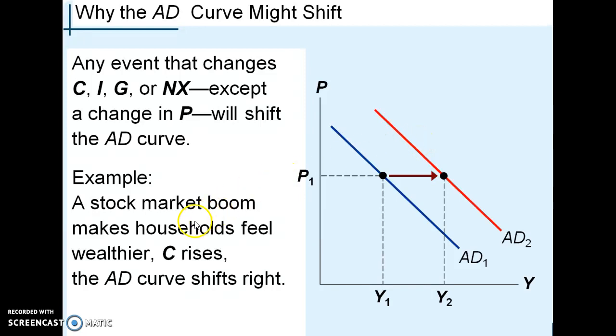Over here, this is giving an example of saying stock market's booming, people feel wealthier, they're optimistic about the future. Then when people are optimistic and they feel wealthier, they tend to consume more. So shifting aggregate demand to the right. So the aggregate demand curve can shift around just like a traditional demand curve.